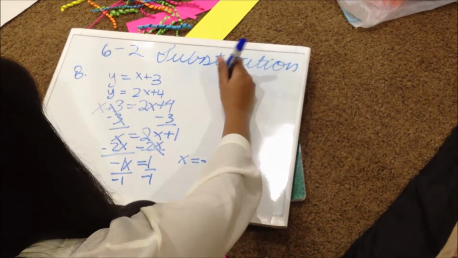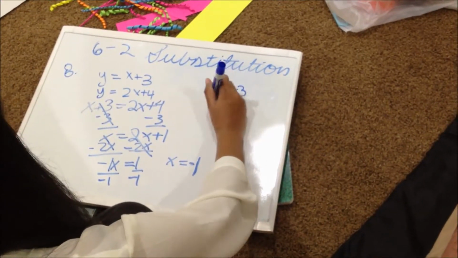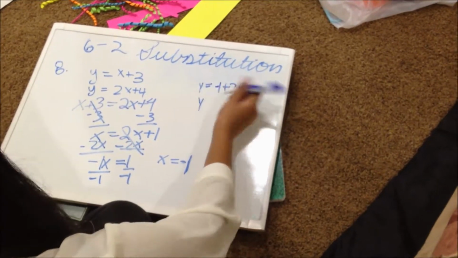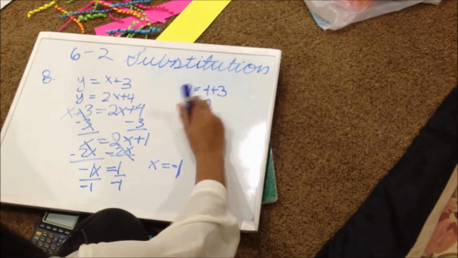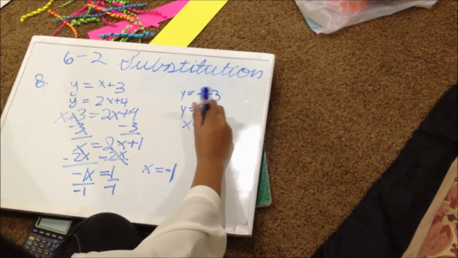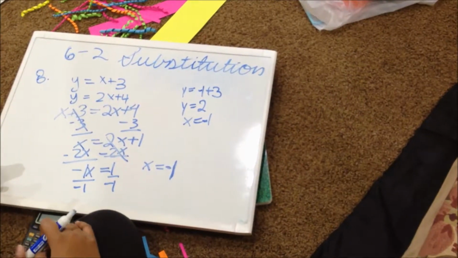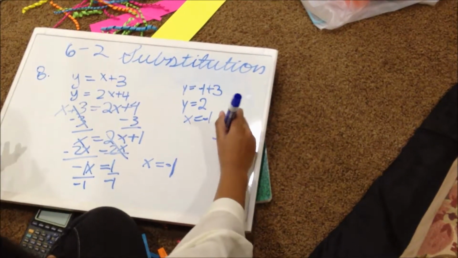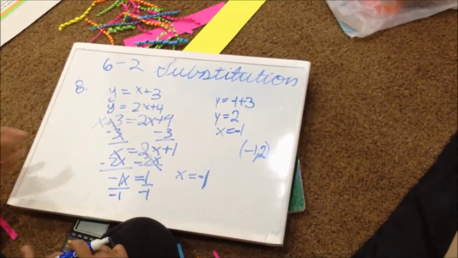Yeah. So then it would be y equals negative 1 plus 3, and that equals 2. So y equals 2 and x equals negative 1. So the answer is a coordinate. Got it. So negative 1 and 2 is your answer.